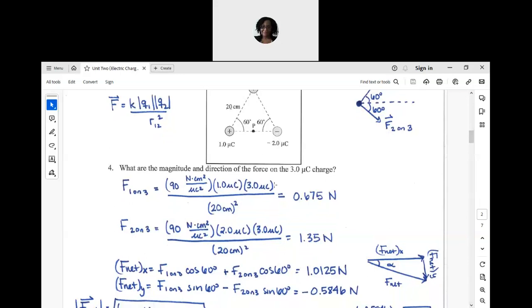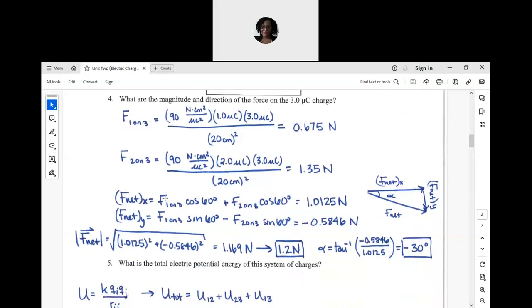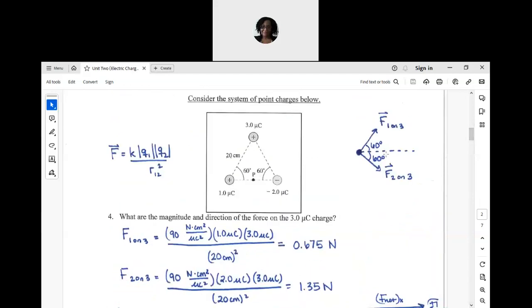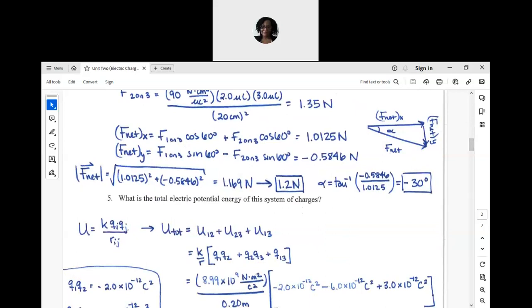So I have the 2 force values coming from 1 on 3 and then 2 on 3. I can split that up using the 60-degree interior angle that's acting on the 3 microcoulomb charge. So the dotted lines that make up the sides of the equilateral triangles are also going to give me information about the orientation of these force vectors. So I have a 60-degree angle with the horizontal each time. I'll take cosine 60 for the x components. I'll take sine 60 for the y components.